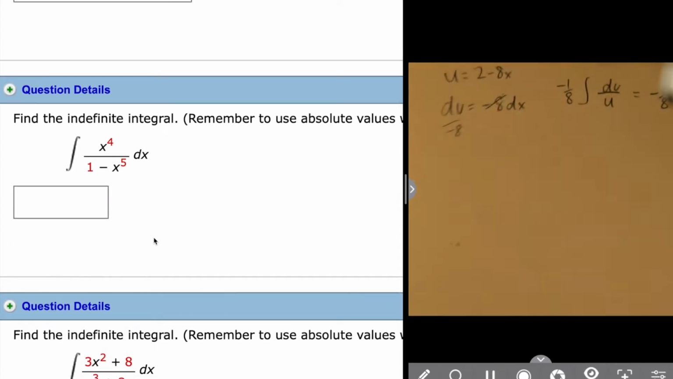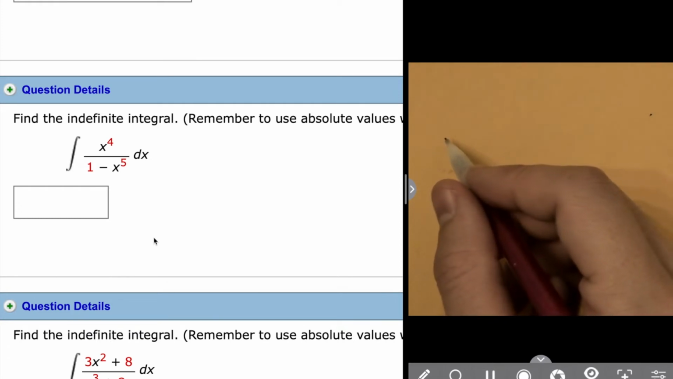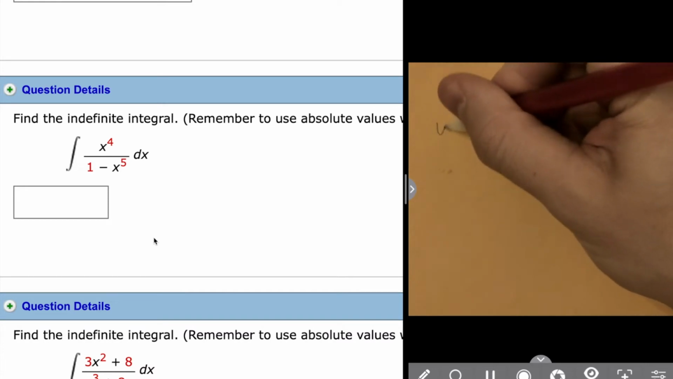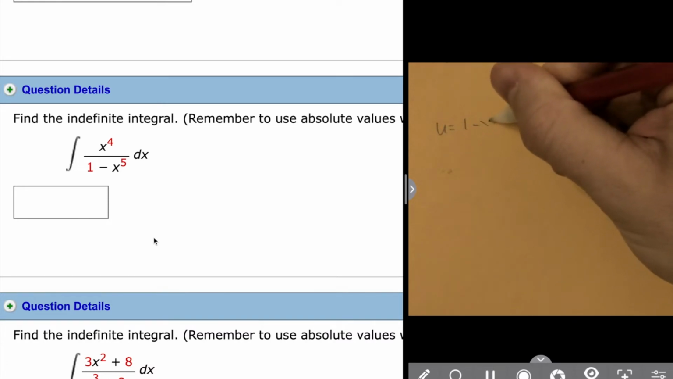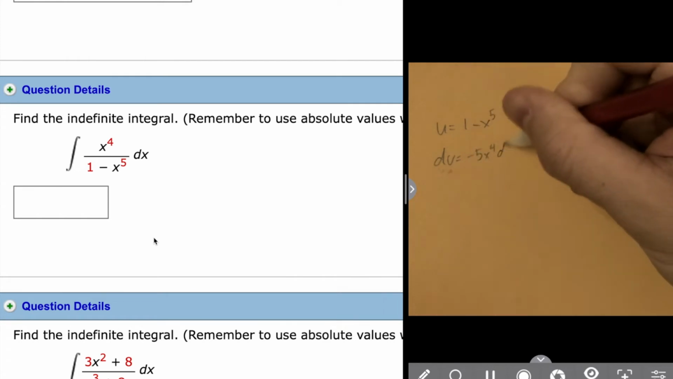I've got a denominator that's going to derive to a negative 5x to the fourth. Or in other words, all that algebra on the bottom is only going to result in something with an x to the fourth. And guess what? That's what my numerator has. So I can set u to be the entire denominator. And that means du is going to be negative 5x to the fourth dx.